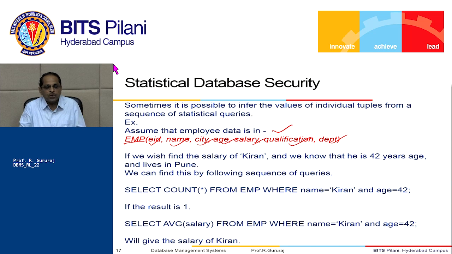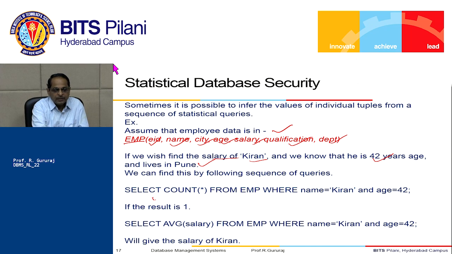And if that is the situation, let us take an example. If we wish to find the salary of Kiran and we know that his age is 42 and he lives in Pune, we can find this by the following sequence of queries. Because it is a statistical database, only the queries that involve aggregate operations are allowed.